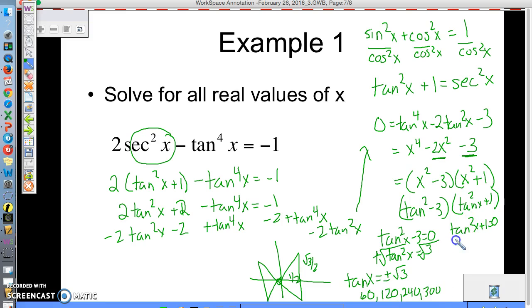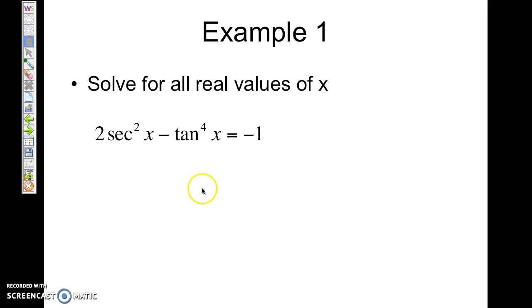And then the second one, we end up with the tan squared of x equals negative 1. We can't square root a negative, so that one would not work there. So we just have those 4. And this was a tricky one. Lots of steps involved in that one. We'll be practicing some more like that.